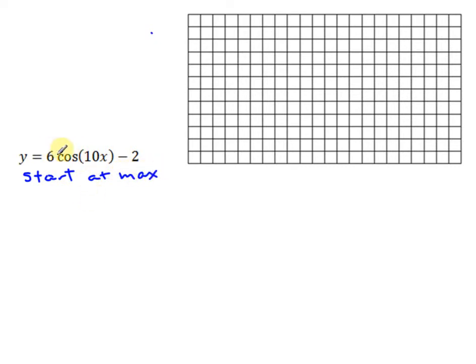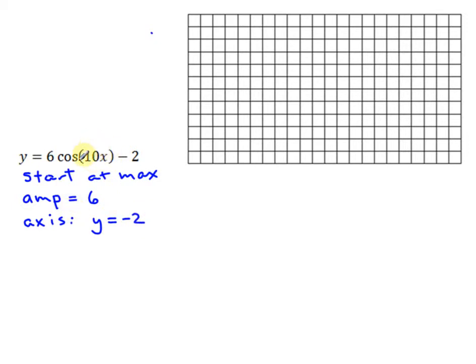Now I'm going to see what these numbers tell me about this function. So this number in front of the function, 6, represents the amplitude. So the a value is the amplitude. So that's 6. This number at the end, the k value, represents the axis. So here, the axis is going to be y equals -2, that horizontal line.